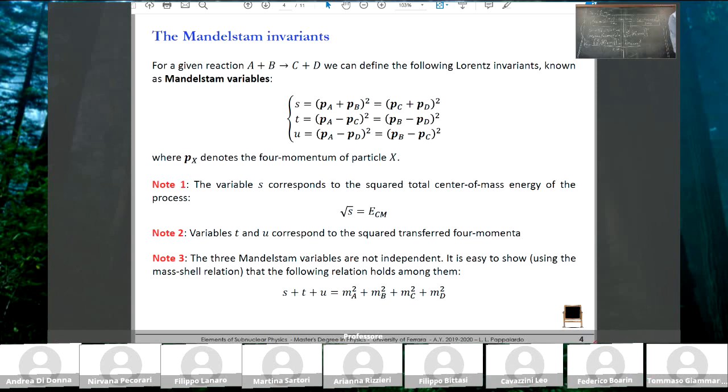Very good. Okay. Now let's move to the last concept, and then we will solve some problems. Last thing I want to discuss is about two-body decays.